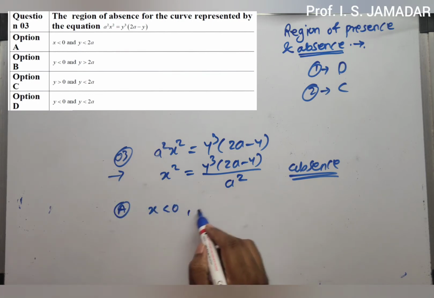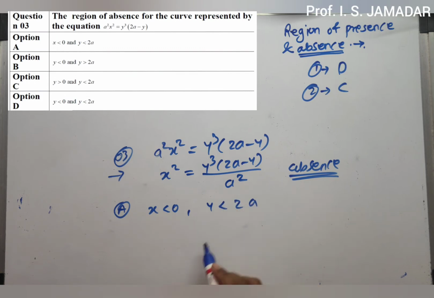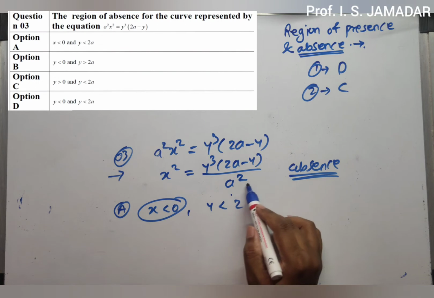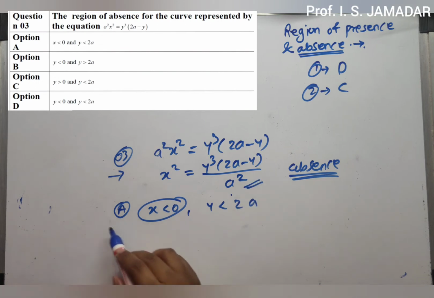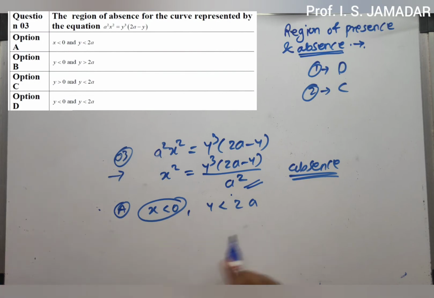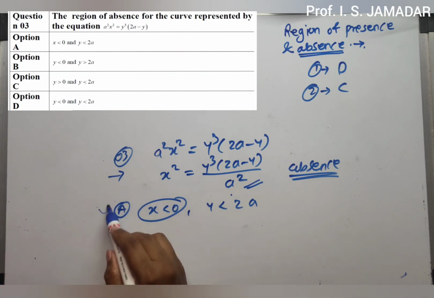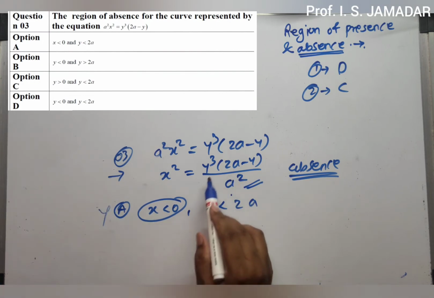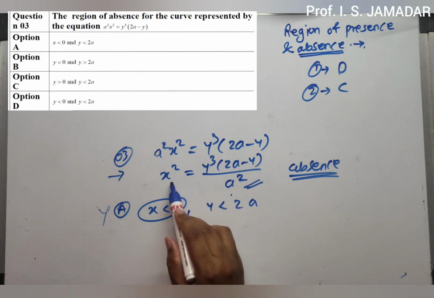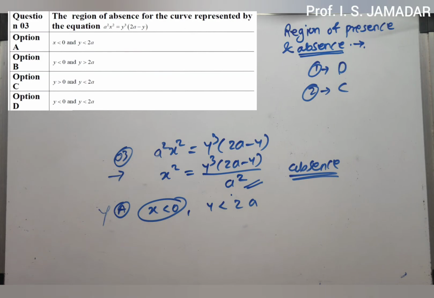Option A is x less than 0 and y less than 2a. There is no question of considering x. The restriction is on y. We have to consider y, which means here itself you can say that option A is wrong, because there is no condition on x. You have to check for which values of y x does not exist. So option A we cannot check. We don't have to check.